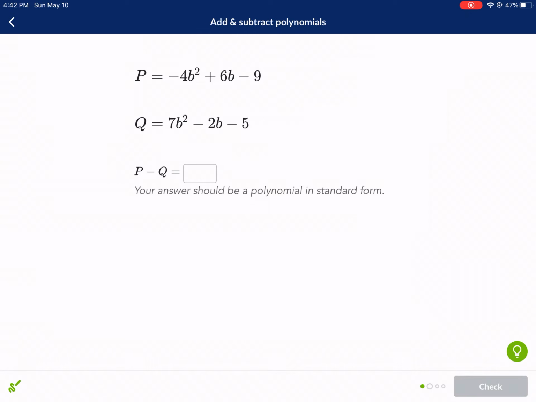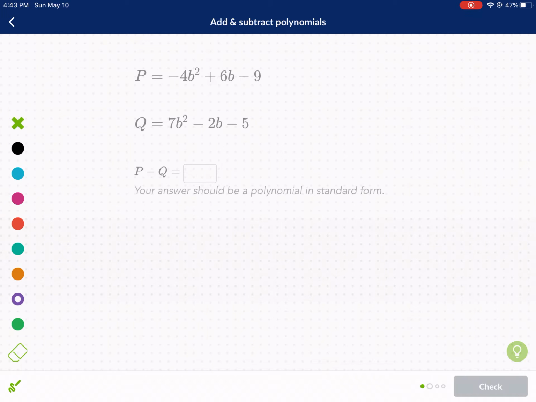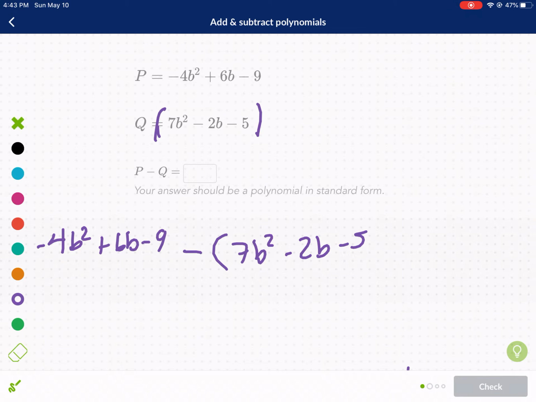Okay, here we have p minus q. Your answer should be a polynomial in standard form. Standard form means highest degree to lowest degree. So here, again, we need to be careful that we write the q second. So the q is second, minus 7b squared minus 2b minus 5, and then the p is in the front: negative 4b squared plus 6b minus 9. You'll notice I don't write parentheses around the first one because we're not distributing a negative sign. It's very important that you write the negative sign and then you distribute it each time when it says subtract, or you have some sort of subtraction with a polynomial.